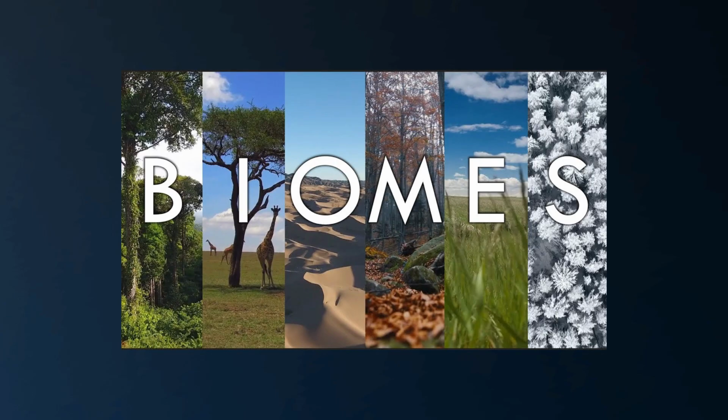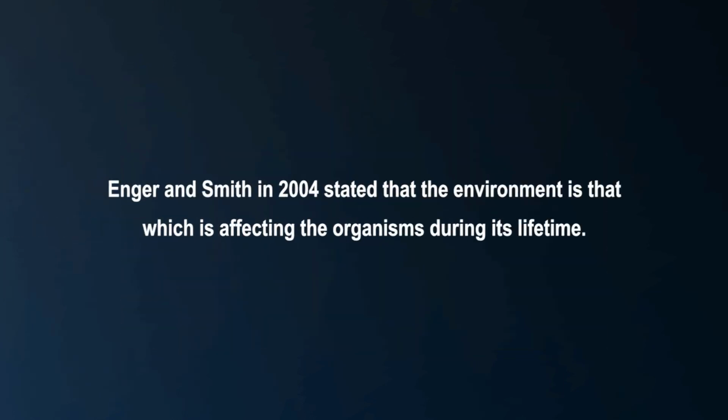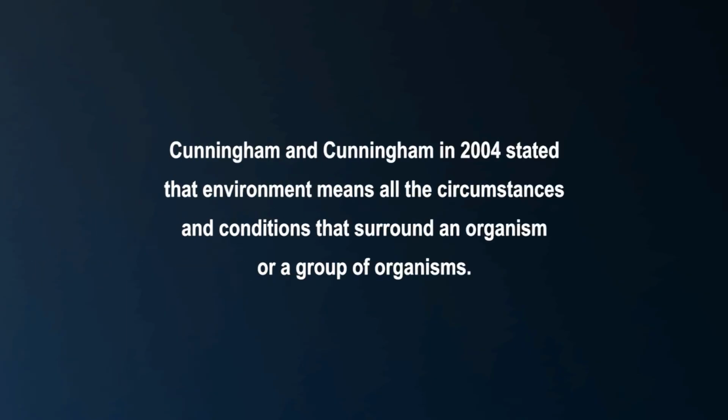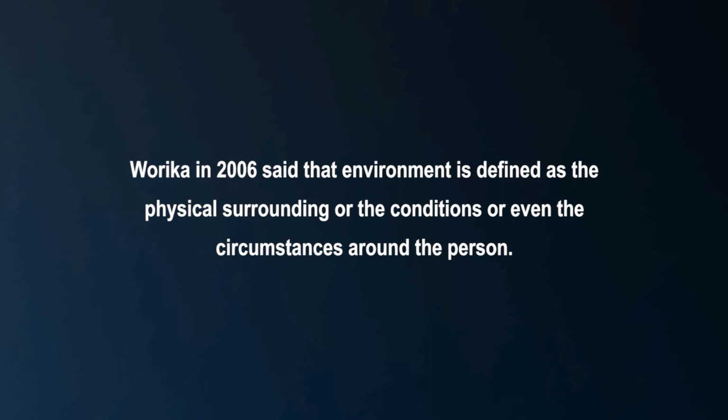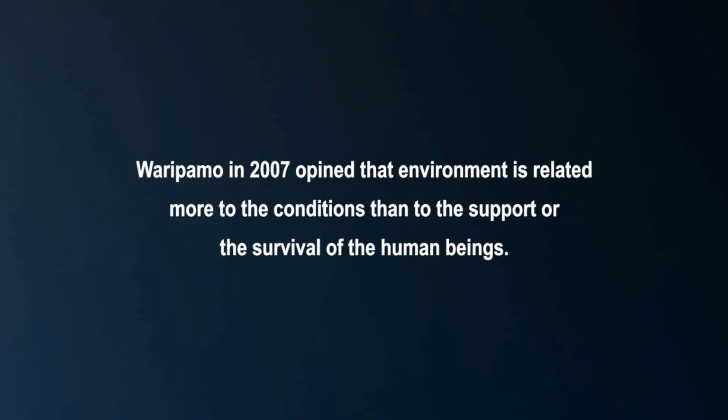Considering different scientists or environmentalists, the definition has been given in different ways. For example, Inger and Smith in 2004 stated that environment is that which is affecting the organism during its lifetime. But Cunningham in 2004 stated that environment means all the circumstances and conditions that surround an organism or a group of organisms. Subsequently, Vorica in 2006 said that environment is defined as the physical surrounding or the conditions or even the circumstances around the person. Whereas Varipamo in 2007 opined that environment is related more to the conditions for the support or the survival of human beings.